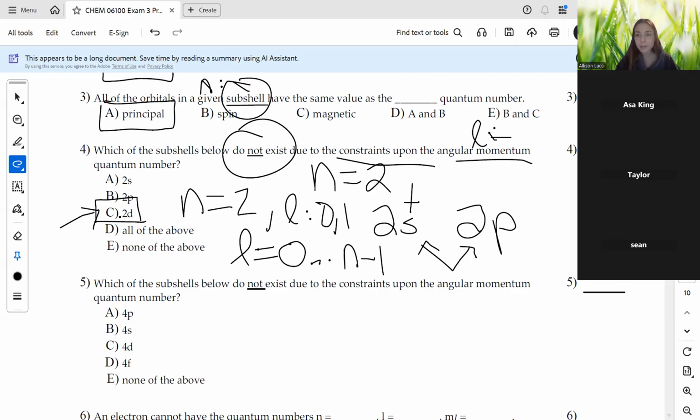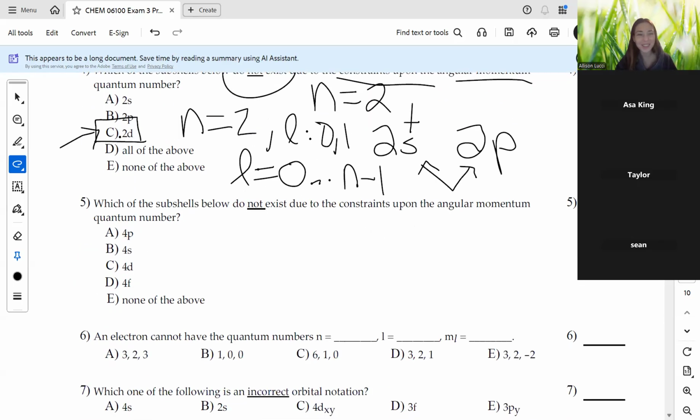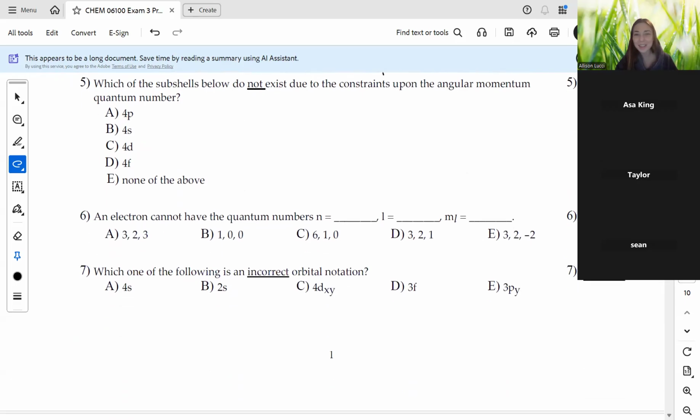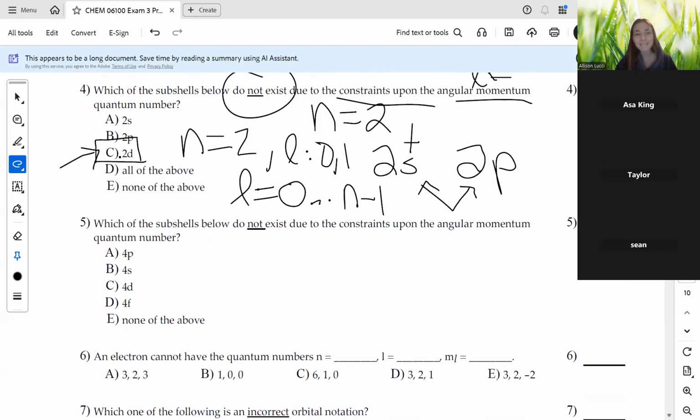All right. So I'm going to keep going until anybody has any questions. Wait, it's not none of the above? Because we have D and we use S, P, and D. So how is 2D not the answer? So 2D does not exist. The others can exist.